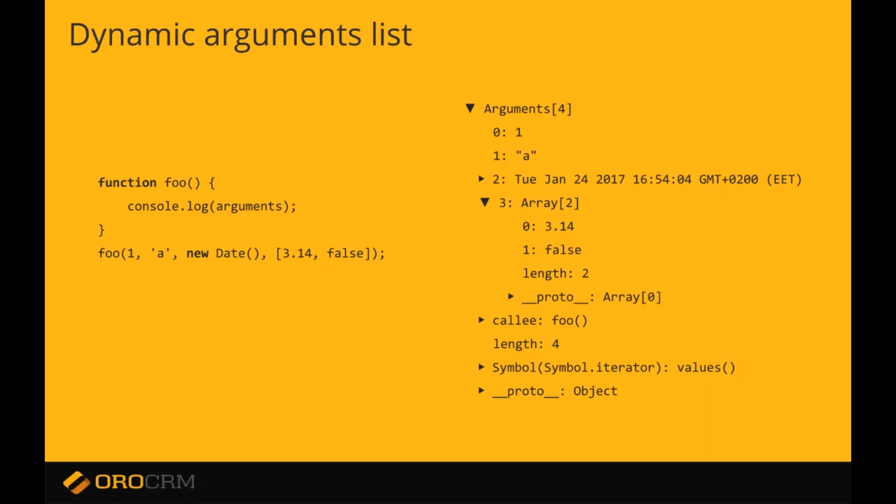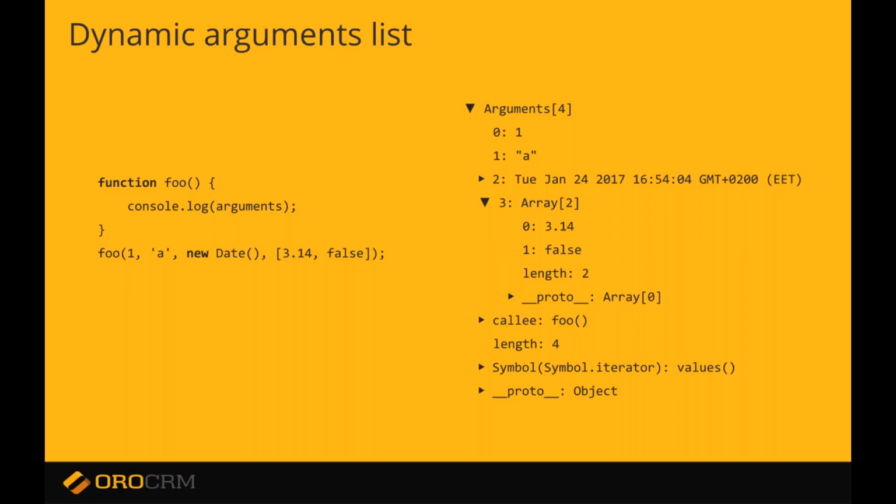Arguments. Arguments is also a magical variable that exists in each function, and the value of that variable is an object that is created by the constructor Arguments. This constructor Arguments is not accessible in JavaScript. It is hidden inside of the JavaScript engine. So it is created automatically, and we cannot create our own instance of arguments.